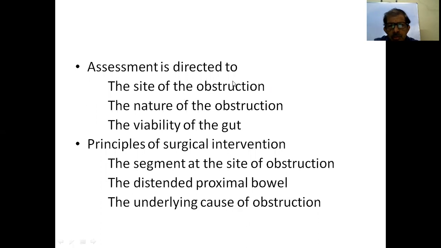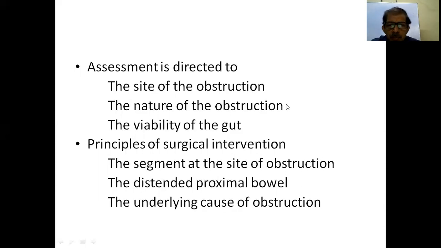For small bowel, you try to resect and then anastomose, whereas for large bowel, if resection is needed, you will do colostomy rather than anastomosis because the wound may not heal and it may give way. Then the nature of obstruction is also important.